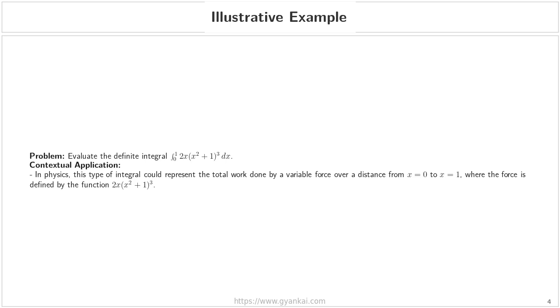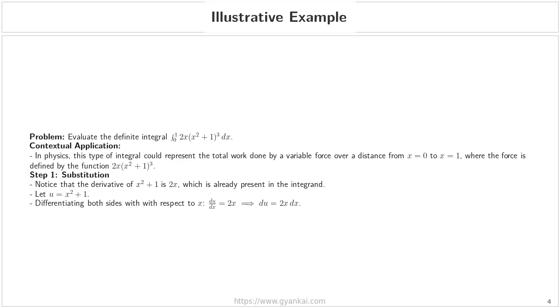Now, before we jump into the calculation, it's helpful to understand where this type of integral might show up in real-world applications. The slide points out that in physics, this integral could represent the total work done by a variable force over a distance from x equals 0 to x equals 1, where the force is defined by the function 2x times (x squared plus 1) cubed. This isn't crucial for the math itself, but it's good to see how these concepts connect to other areas.